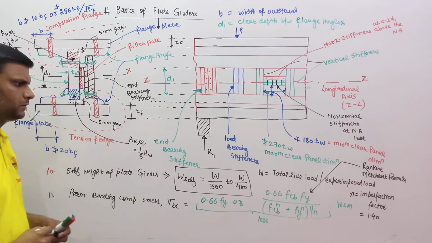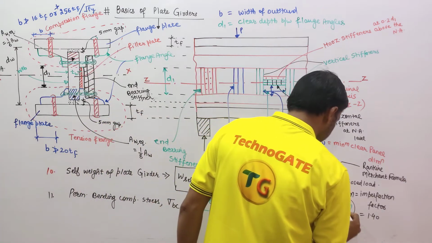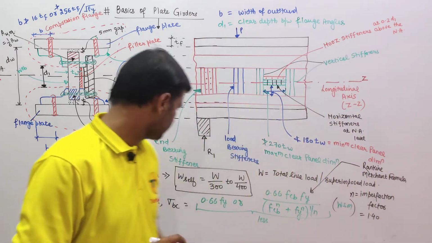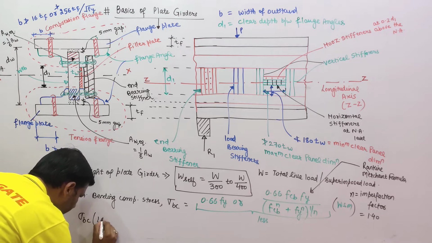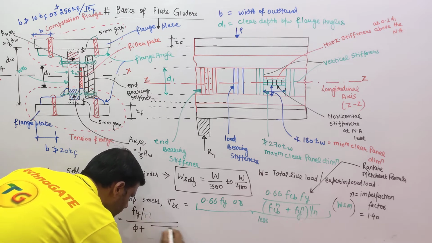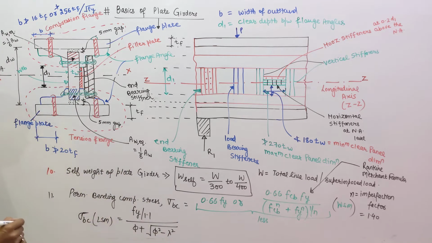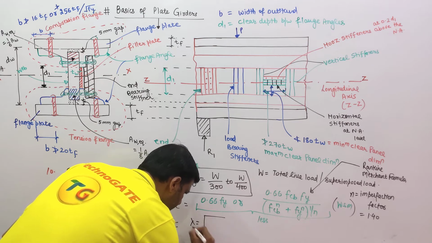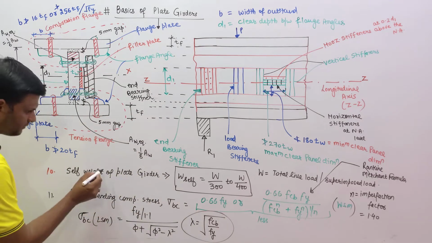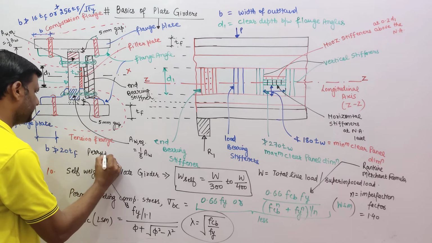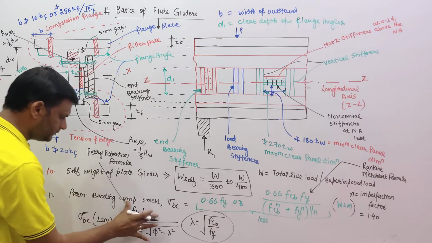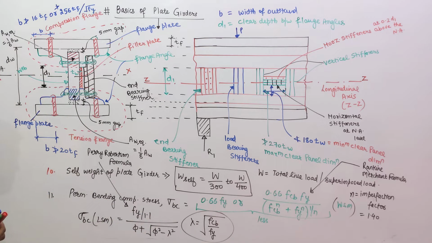However, sigma BC in limit states method is given by the formula Fy by 1.1 whole divided by phi plus whole under root of phi square minus lambda square, whereas lambda is the non-dimensional slenderness ratio, FCB divided by Fy. This was the formula given by Perry-Robertson, so this is the Perry-Robertson formula for sigma BC.